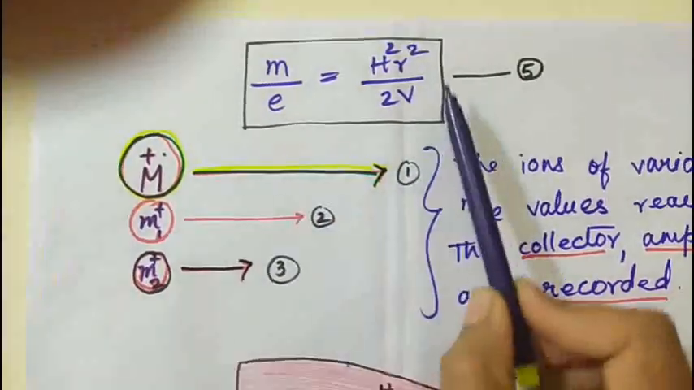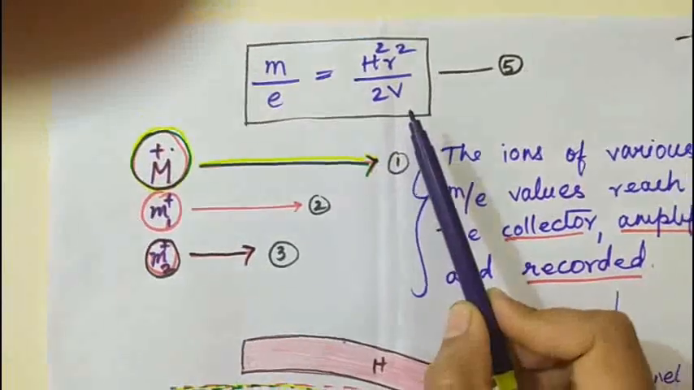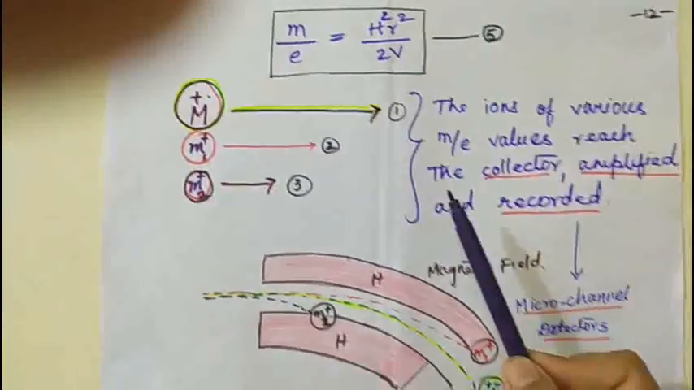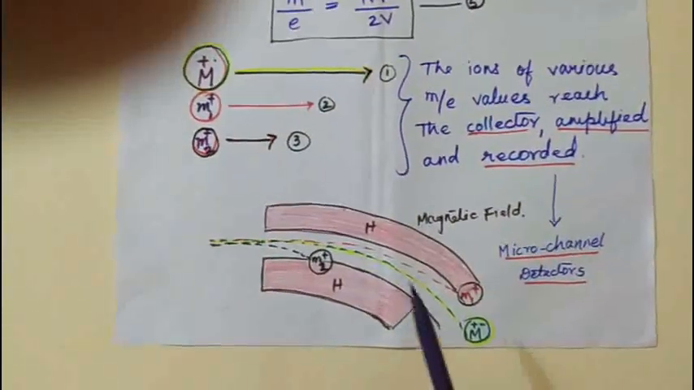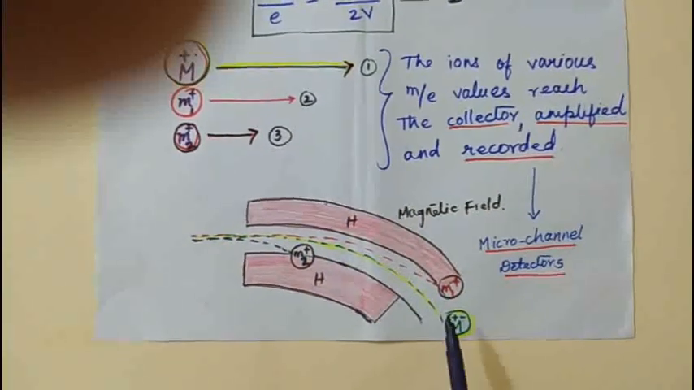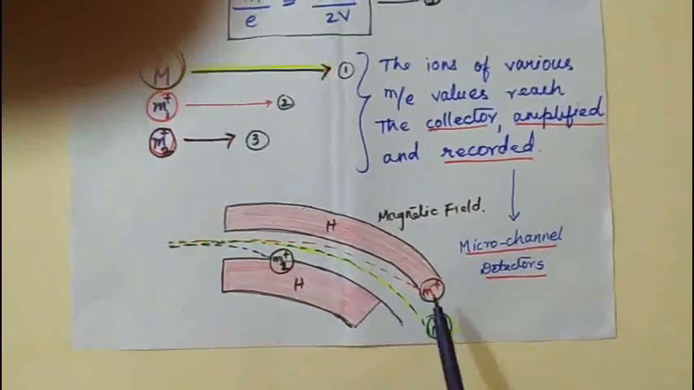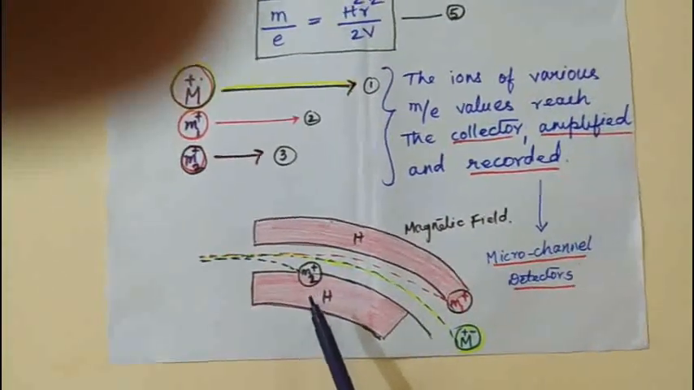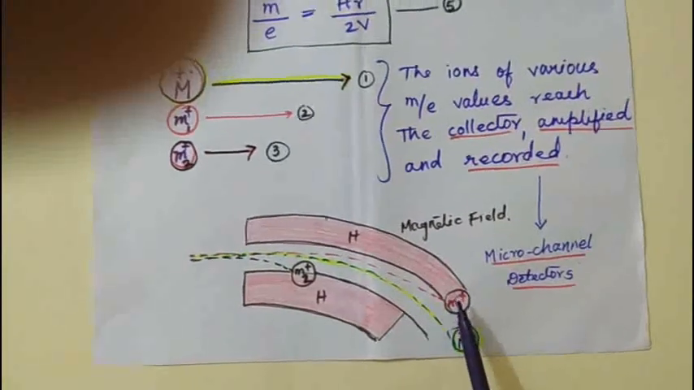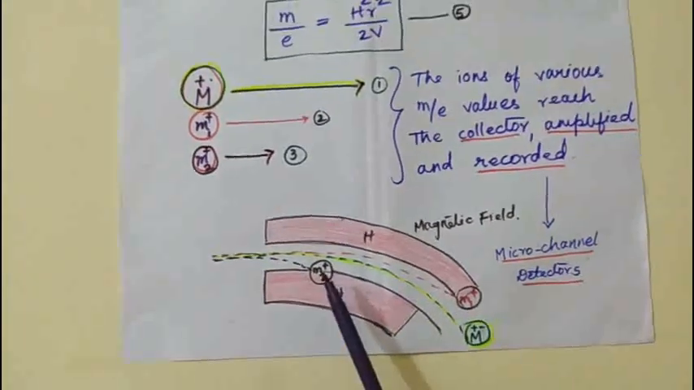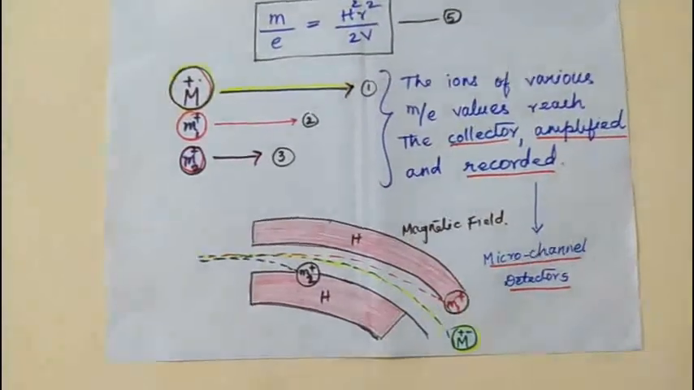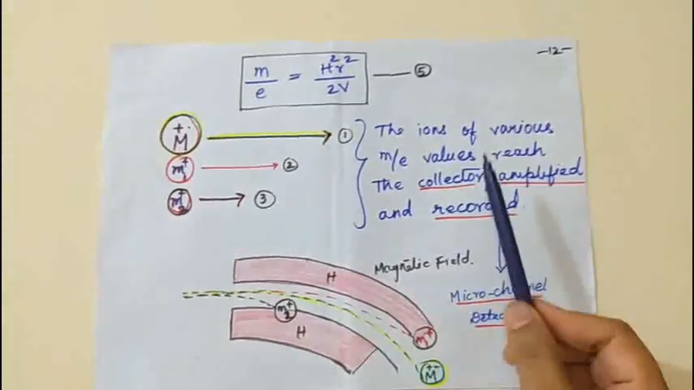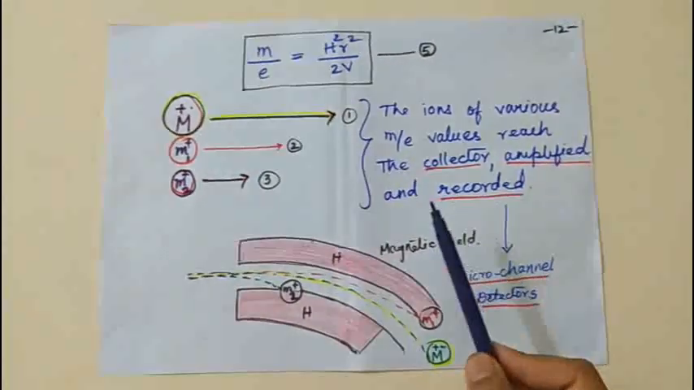Now this equation explains which ion is going to move faster in the circular path of the mass analyzer. According to the explanation made earlier, the biggest ion will move first, followed by the medium sized ion, and at last the smallest ion will move. So the first detected is the biggest ion, then the second one is the medium, and then the last one is the smaller ion. The ions are detected using the detector micro channel, collected, amplified and recorded.